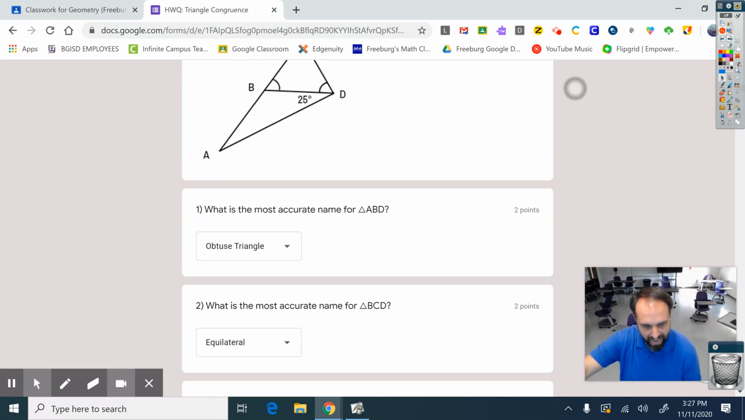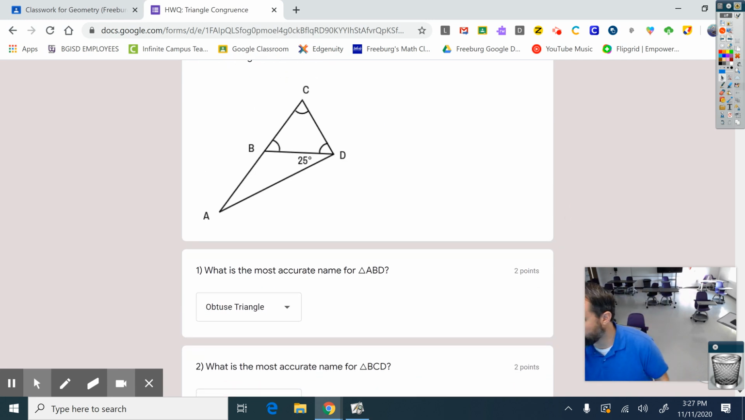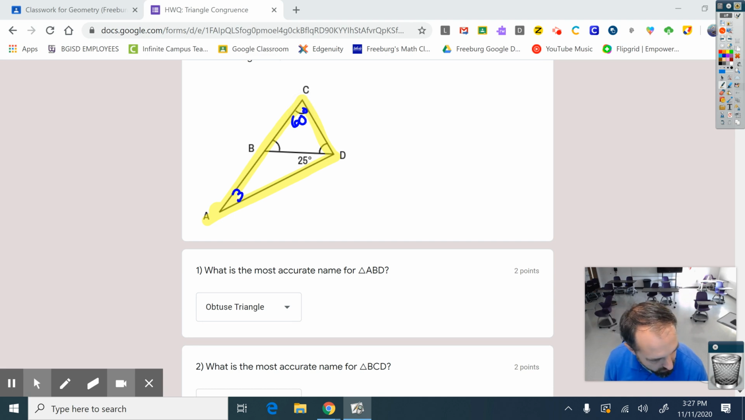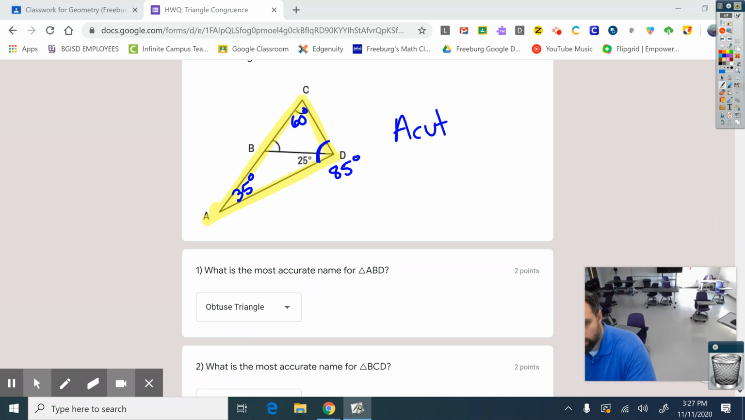And then let's look at the third one here. What's the most accurate for ACD? So coming back, we've got A to C to D. And so as we look at this, again, the information we found earlier, this is 60 degrees, this was 35 degrees. And then this angle measurement, okay, if we look at those two pieces together, is a 60 and a 25. So 60 plus 25 is going to give us an 85-degree angle there. And so we see all three angles are less than 90 degrees. So this would be our acute triangle.